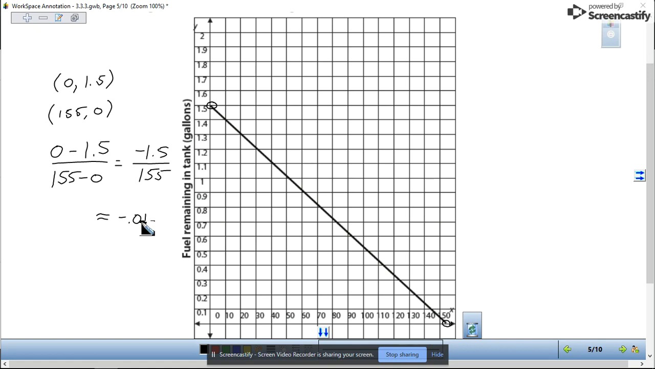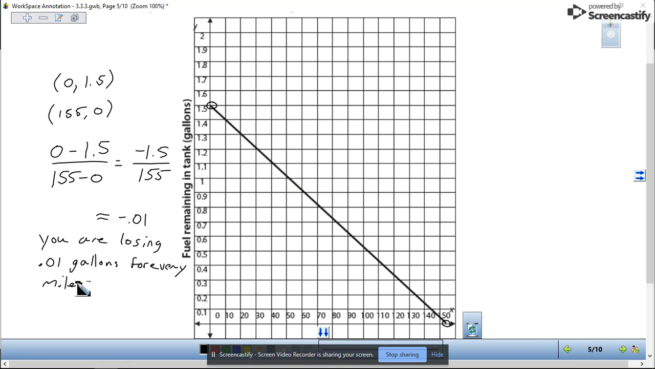Which means what? You're losing 0.01 gallons for every mile, or per mile. Alright, so again, that's just taking 2 points on the graph and averaging the rate of change. Find the average change between them.